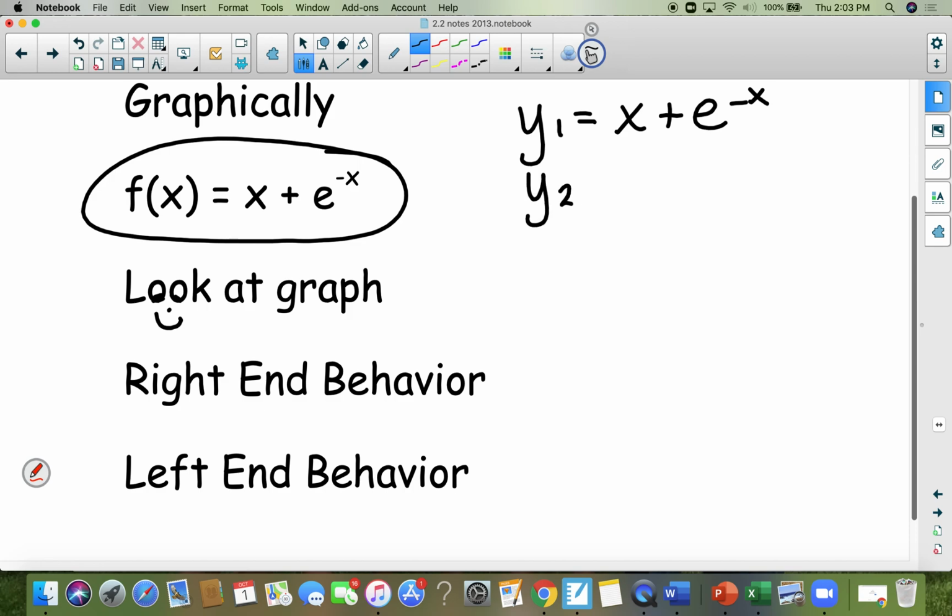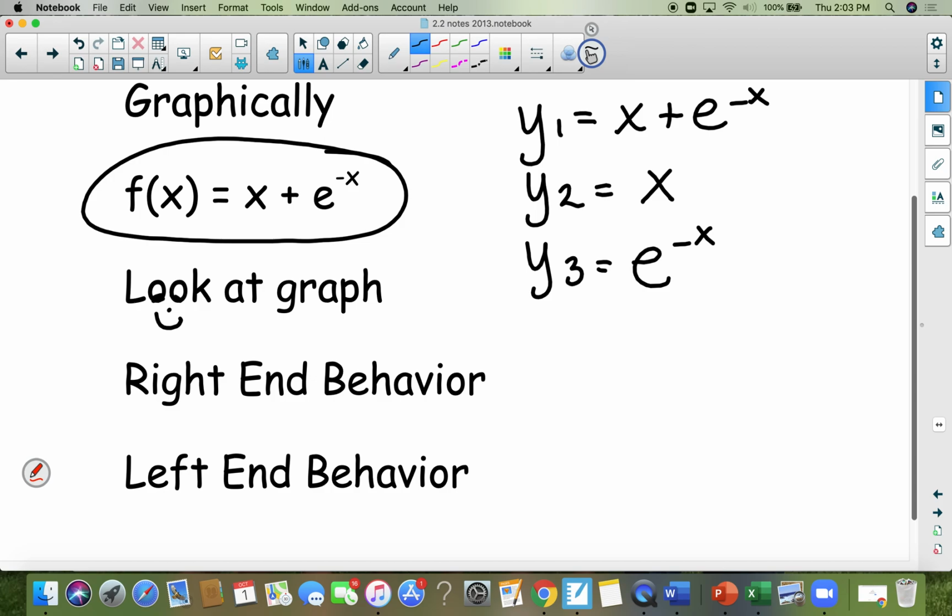Under y2 and y3, you're going to break these both up. You're going to make y2 just the x, and you're going to make y3 just the e to the negative x. And you're going to hit graph.